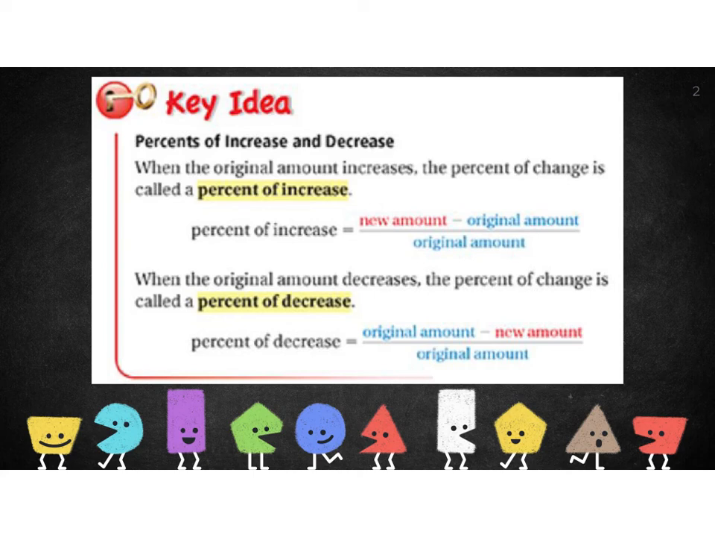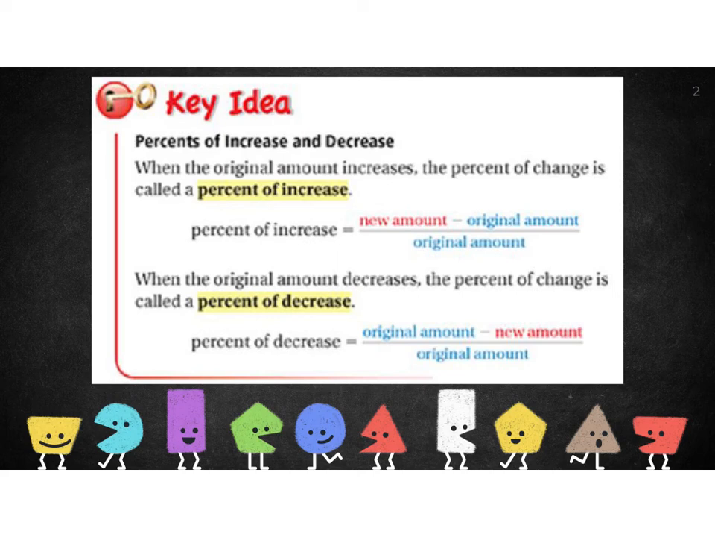A percent of increase is when the original amount increases, and a percent of decrease is when the original amount goes down. For both of them, you're going to calculate the change in the amount, divide it by the original amount, and then multiply that by 100 to get the percent of change.